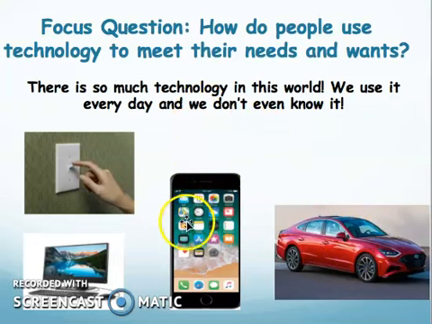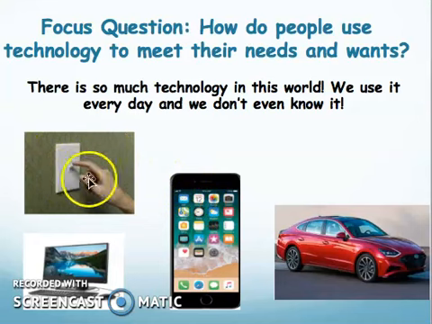Another form of technology is a cell phone. Right? A cell phone, yes, it's very useful and we like to have it, but it isn't something that we need. But it was made by technology, it helps make our lives easier.